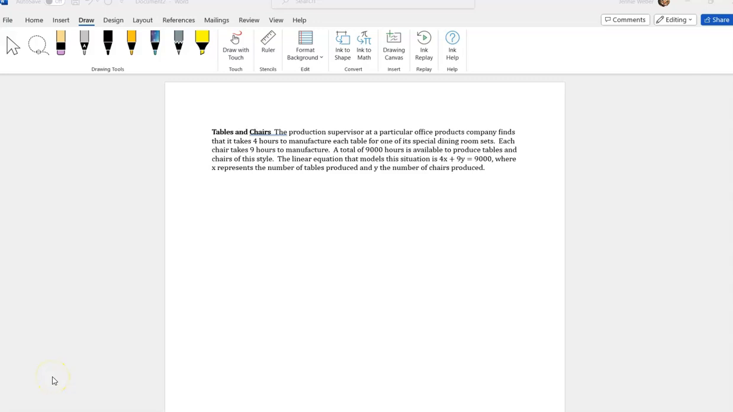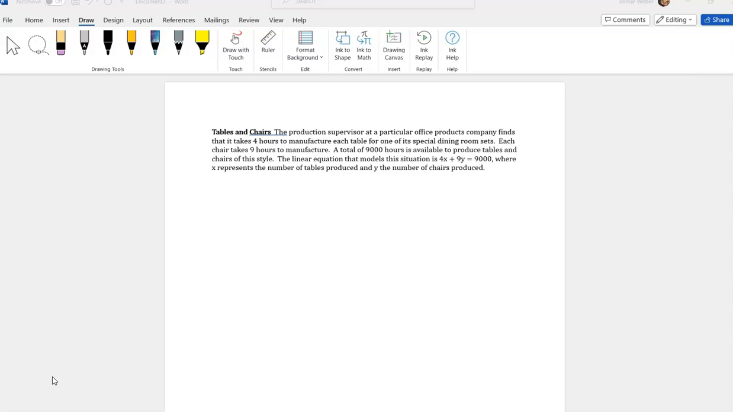The production supervisor at a particular office products company finds that it takes 4 hours to manufacture each table for one of its special dining room sets. And each chair takes 9 hours to manufacture. A total of 9,000 hours is available to produce tables and chairs of this style. The linear equation that models the solution is 4x plus 9y equals 9,000, where x represents the number of tables produced and y is the number of chairs produced.